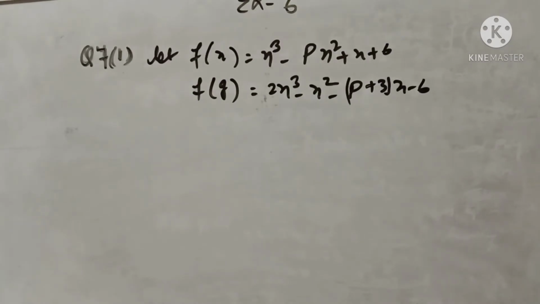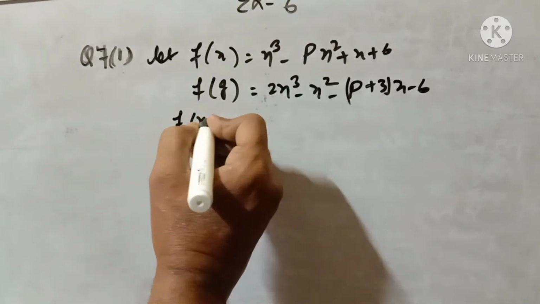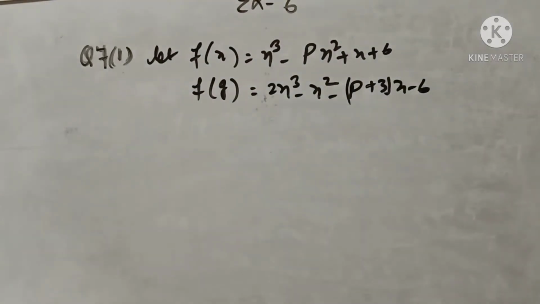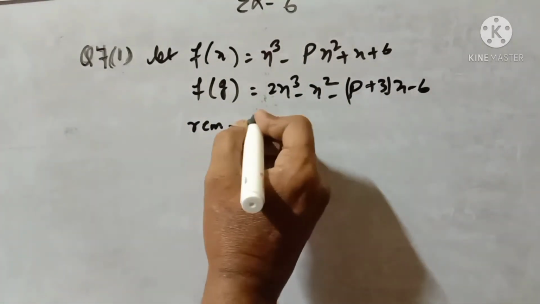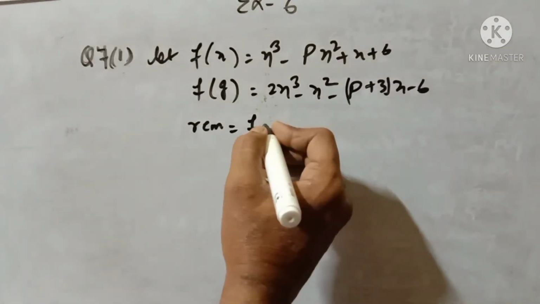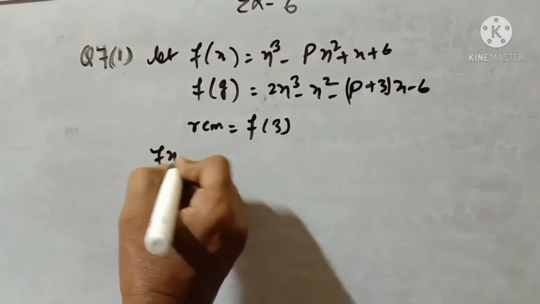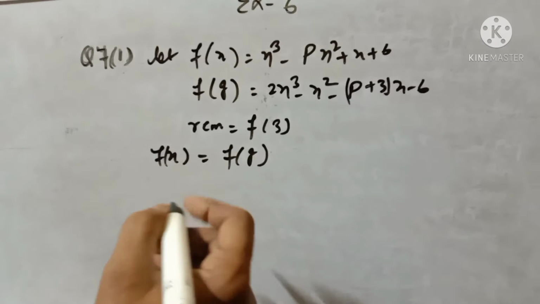It is given that the remainders are the same, so we have to compare by the remainder theorem. We can write down the remainder: by the remainder theorem, f(3) equals g(3). When function f equals function g, you compare them and you get the equation.